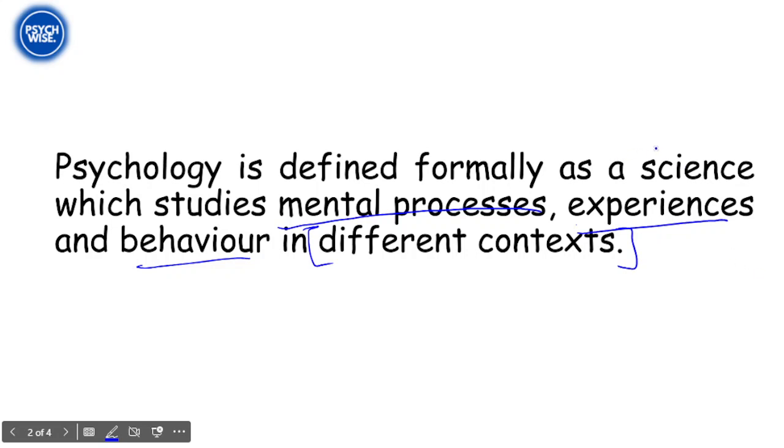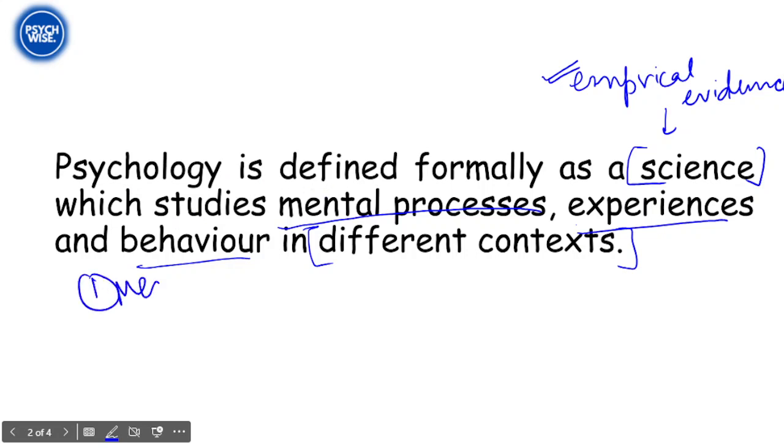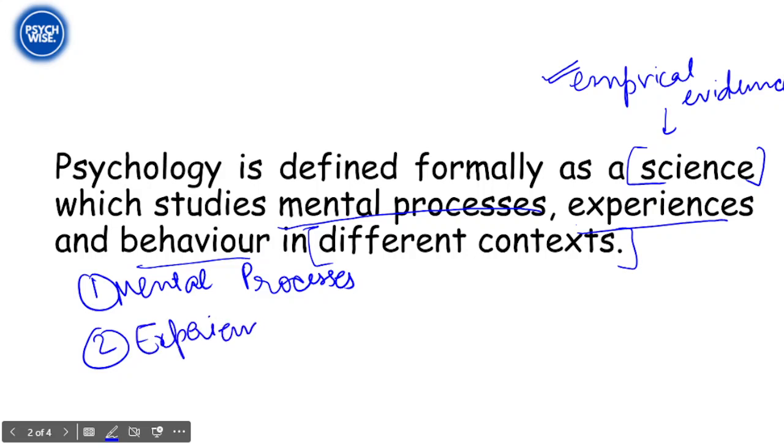First of all, psychology is a science, which means that it is based on empirical evidence, which means it is based on research and objective things. So moving on, three main components of this definition are that psychology studies mental processes, experiences, and behavior. Let's understand what these are.